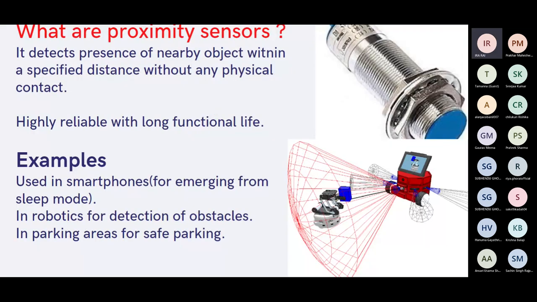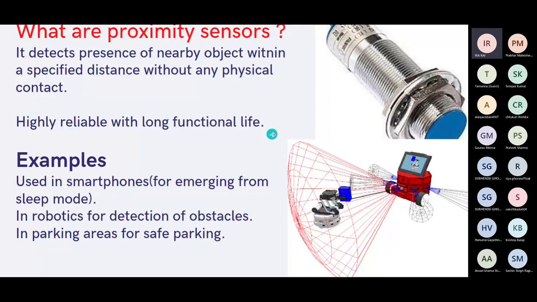So what are proximity sensors? These are the sensors which detect presence of nearby objects within a specified distance. The distance can vary from sensor to sensor. It can be from 2 inches to 10 mm or 30 mm, without any physical contact. Because of this very reason, these sensors are highly reliable and they have a long functional life. Also, none of the proximity sensors include any moving part. So because of all this, they have long functional life.